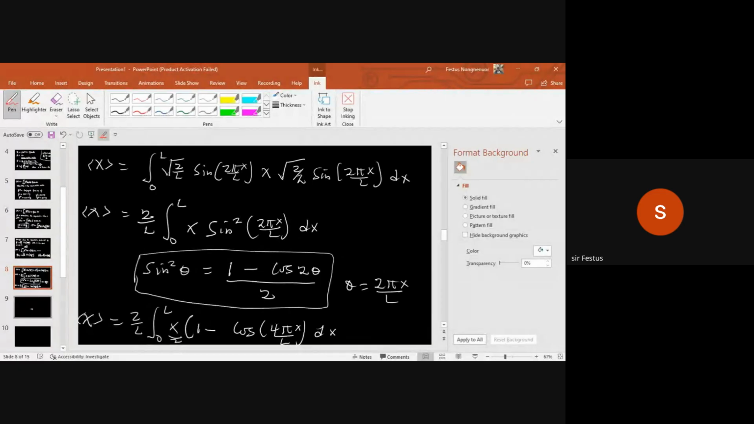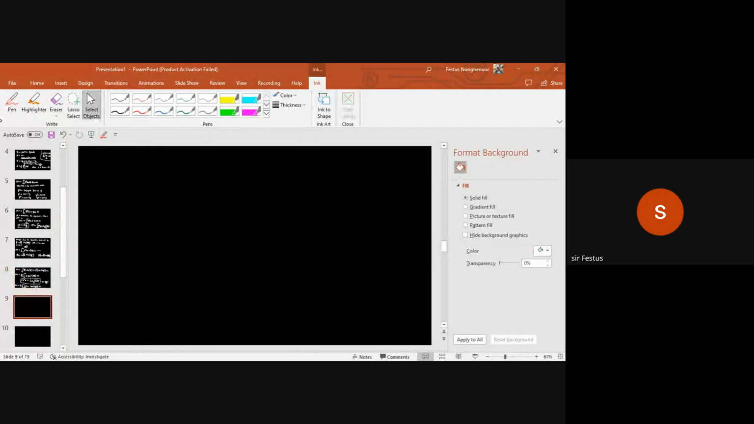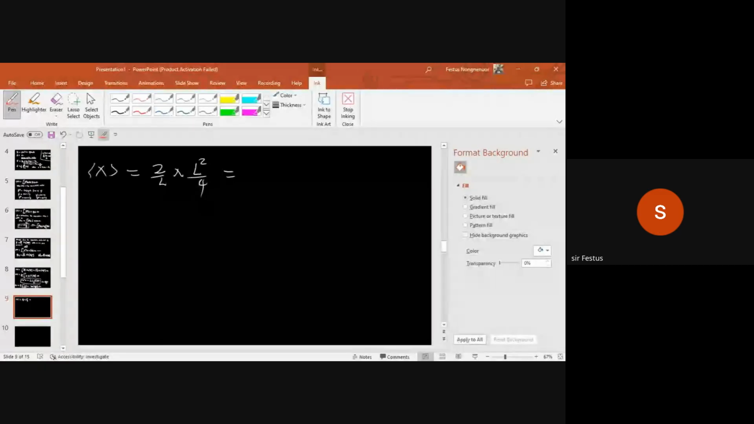So when you do that, we're going to have our expectation value equal to whatever we have there. When we simplify, we'll have 2 on L times L square on 4, and everything here simplified to be L on 2. L on 2. I will explain this.